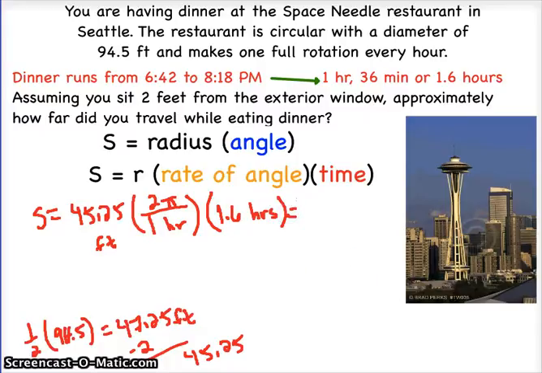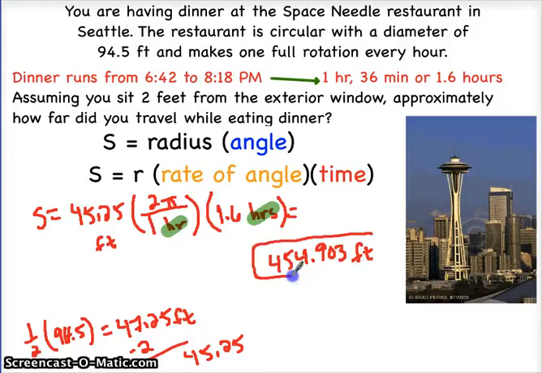Again, now it just becomes a matter of popping that in the calculator. Realize that, again, the hours are going to cancel. The only label you're left with is feet, and you should end up with approximately 454.903 feet. A fair amount of distance to travel while you're just sitting eating dinner.